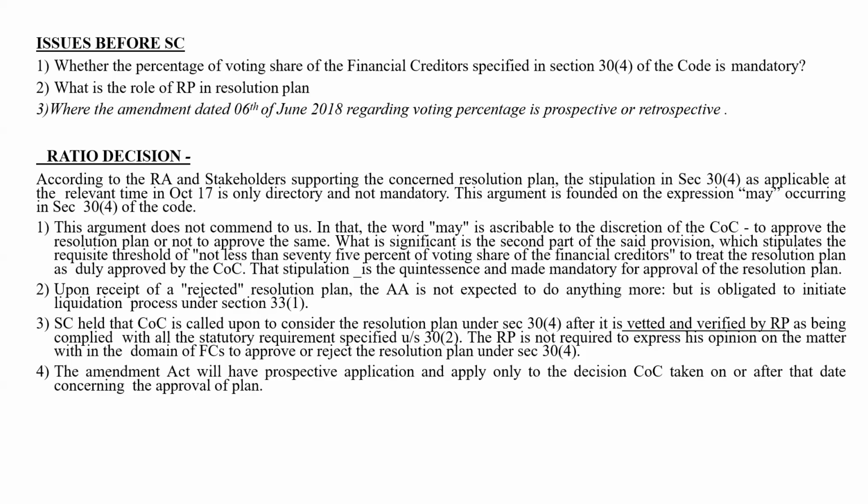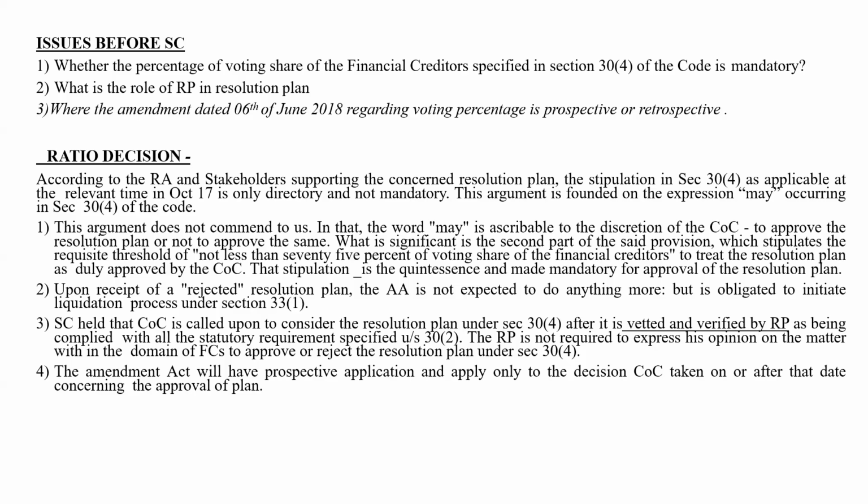ठीक है, इट इज ascribable टू द डिस्क्रिशन ऑफ द सीओसी टू अप्रूव और नॉट टू अप्रूव। What is significant is the second part of the said provision, which stipulates the requisite threshold of not less than 75. उस टाइम 75 होती थी। ठीक है, to treat the resolution plan as duly approved by the COC. That stipulation is the quintessence and made mandatory for approval of the resolution plan. Upon receipt of a rejected resolution plan, the AA is not expected to do anything more, but is obliged to initiate liquidation process.